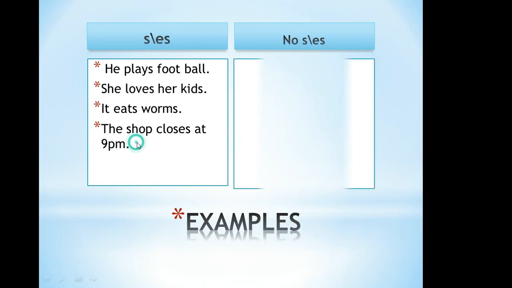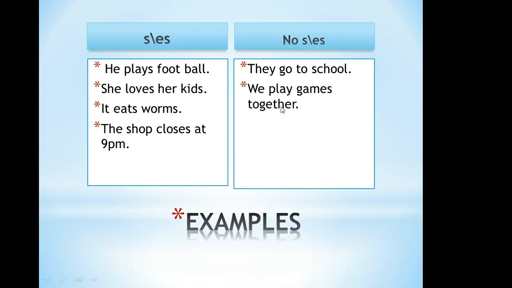Then come to the examples where we don't use s or es. They go to school. They is plural, so go. We will not use goes. They goes to school, it will be wrong. He goes to school. They go to school. Then we play games together. We is plural, so we will use play. We will not use s with the verb.